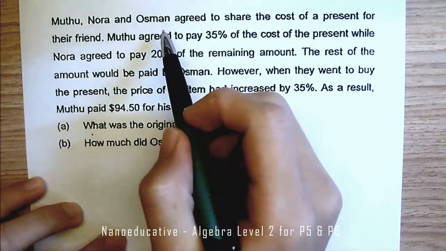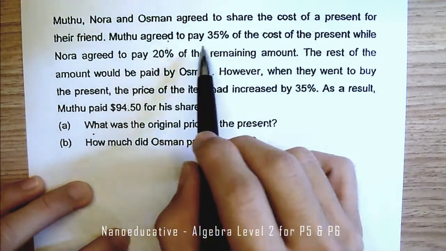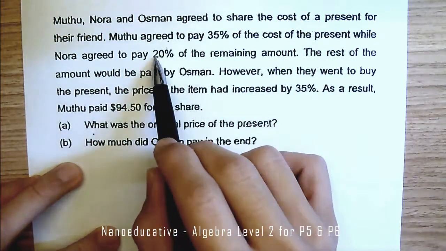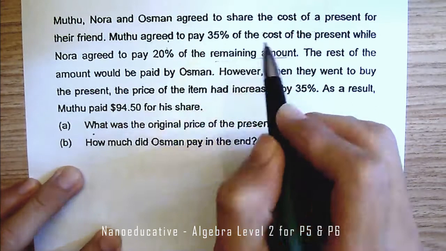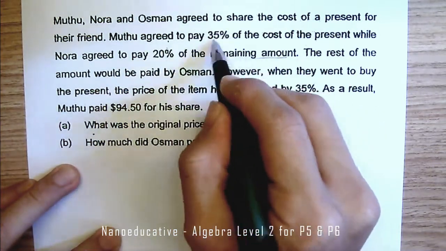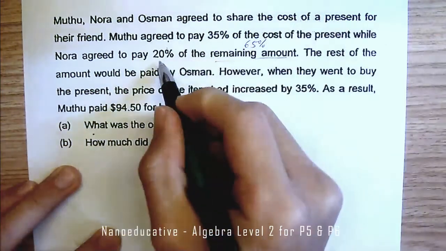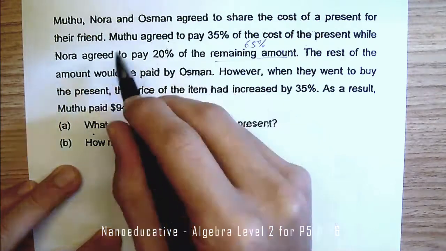Mutu, Nora, and Osman agreed to share the cost of a present for their friends. Mutu agreed to pay 35% of the cost. Nora agreed to pay 20% of the remaining. Okay, so after Mutu agreed to pay 35%, we are left with 65%, right? So it is 20% of the 65%, not 20% of the overall.